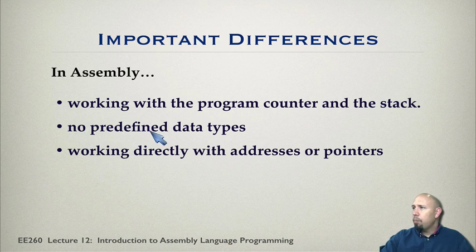In assembly, there are no predefined data types. You need to define the data types. You can define them, but it's not the same. So you can't just use an unsigned int. It's not just defined already. Okay. Also, in assembly, you work directly with addresses a lot more, and pointers. So these are some important differences, and we'll definitely see more as we go along.